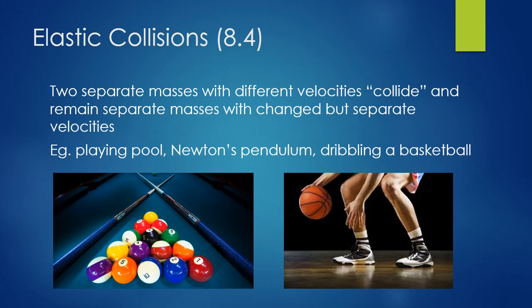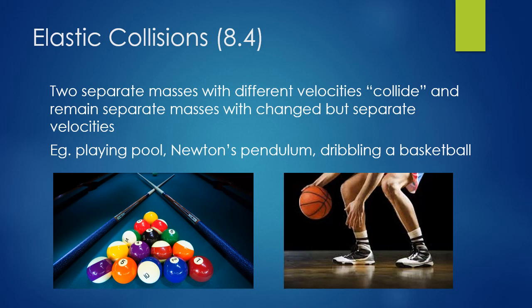So for elastic collisions, a few more examples. One would be playing pool. When you play pool, you hit the cue ball. The cue ball hits another of the balls, and they bounce off of each other. They go in different directions. So that's elastic because they're hitting each other, but they're not sticking together. They're bouncing off, going in separate ways at separate velocities.